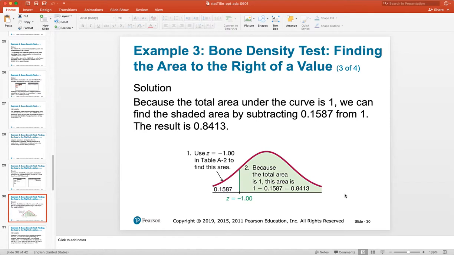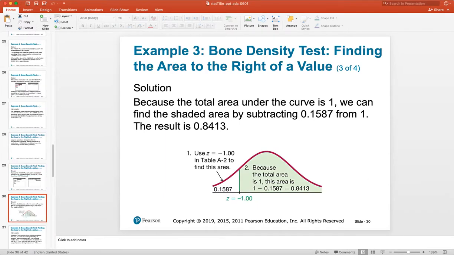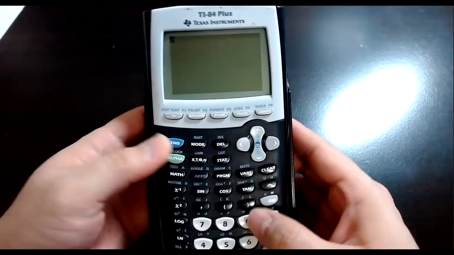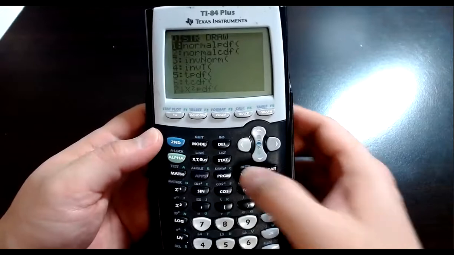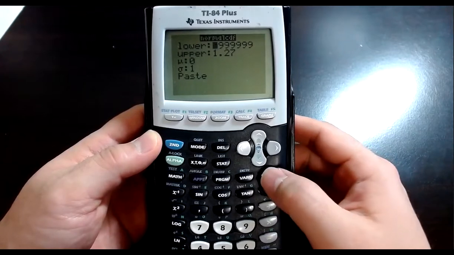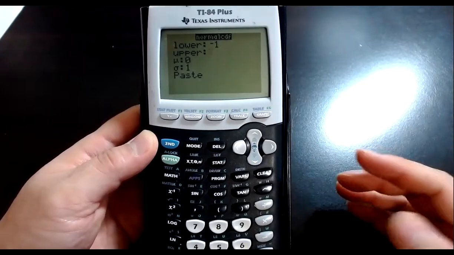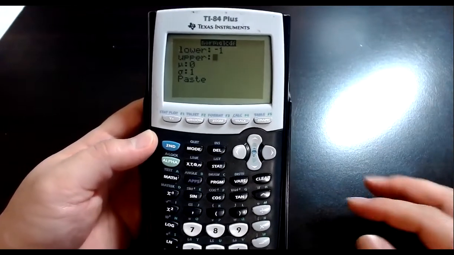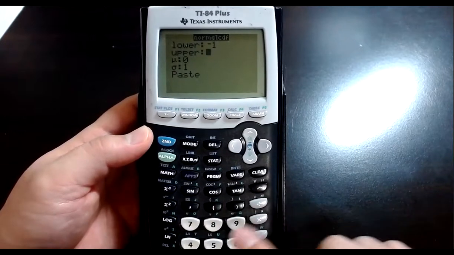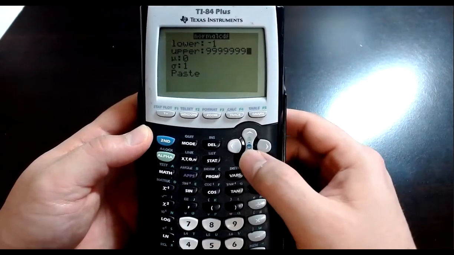Okay, so how can you do that? I'll show you. In the calculator, we go to the distribution menu, press second, then variables, and choose normal CDF. The lower must be -1, and the upper must be infinity. But infinity is a symbol, so the calculator is not going to understand it, and there is no key for infinity. So we put 9999. This is just a big number, and that's enough. Mu must be 0, sigma 1.